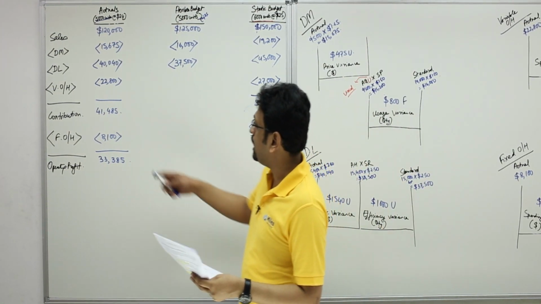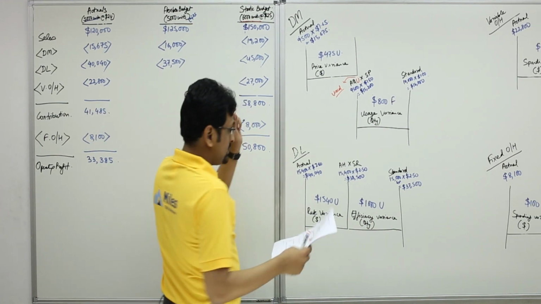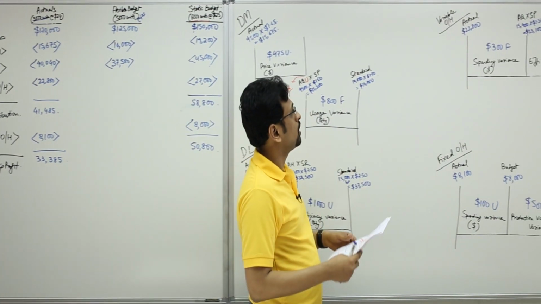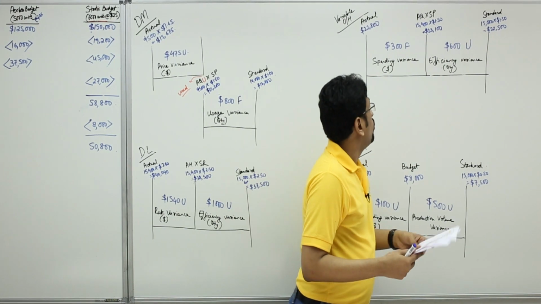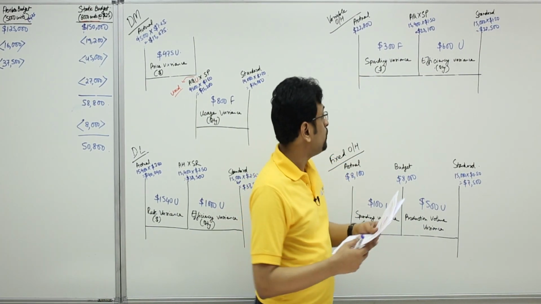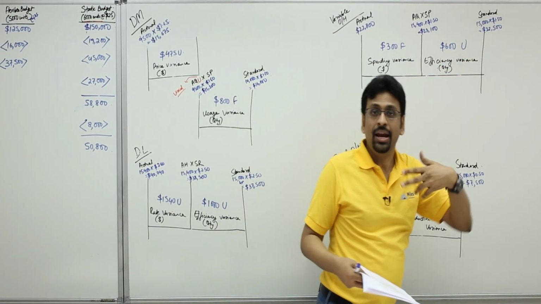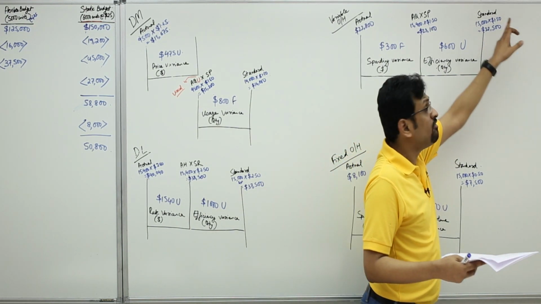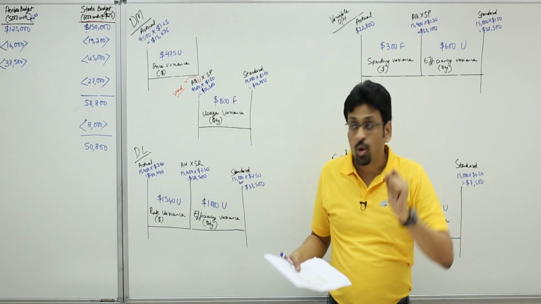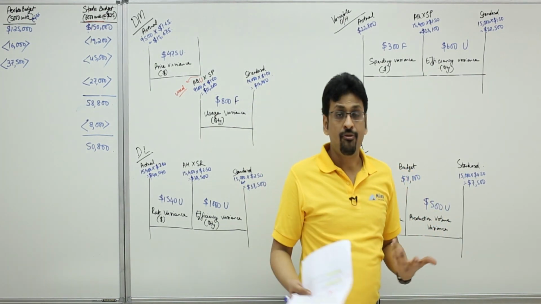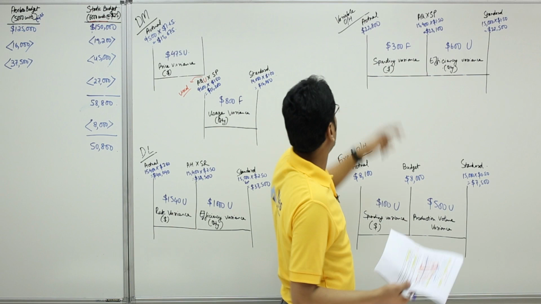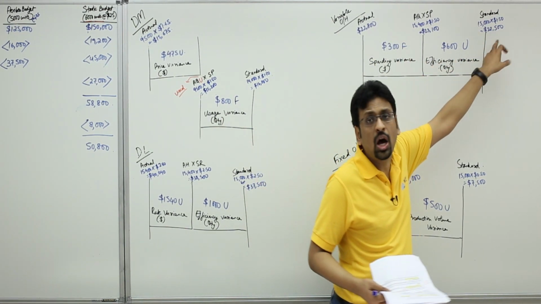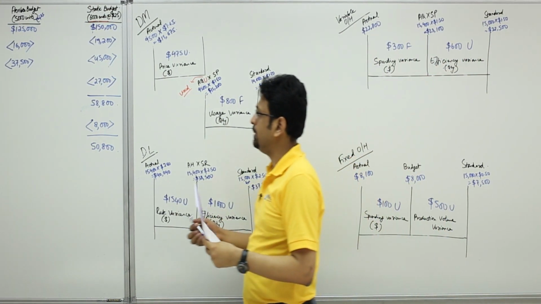Now let's look at variable overheads. So let's get to my board there. So for 5,000 units of production, they were supposed to be using 15,000 direct labor hours, and the standard for variable overhead is $1.50 per hour. So for 5,000 units of production, the standard variable overhead is $22,500. So let me put that number here.